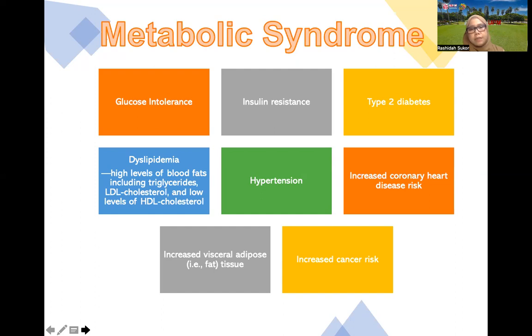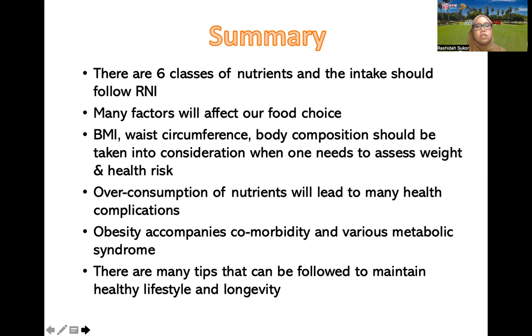Hypertension is also considered one of the metabolic syndrome. Increased coronary heart disease risk, and increased visceral adipose tissue, which can also increase the cancer risk. So this is all considered as metabolic syndrome.